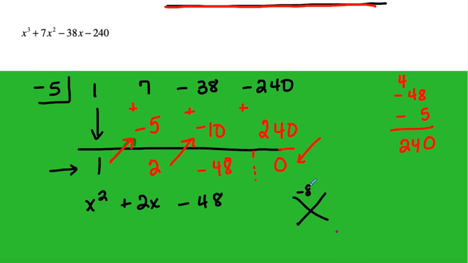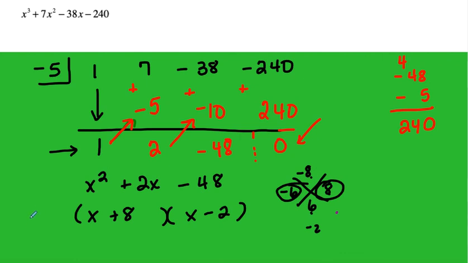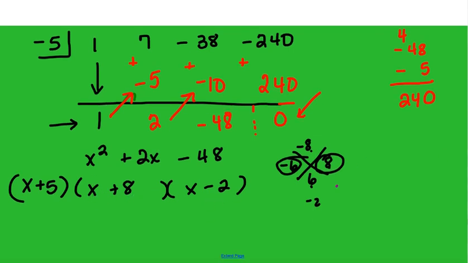So I have -8 and 6, or I have -6 and 8. So -8 and 6 give me a -2, and 8 and -6 give me a positive 2. So these are going to be my factors. So I have x plus 8, x minus 6. So my original factor would be x plus 5. Remember, it's the opposite of what that 0 was. And my other two factors would be x plus 8, x minus 6.